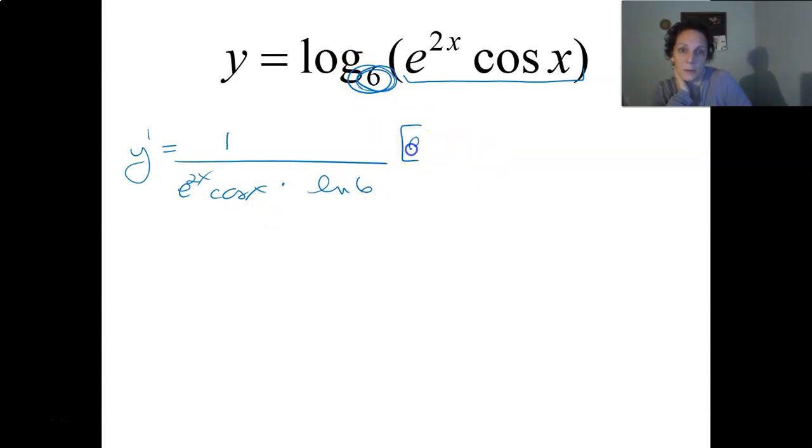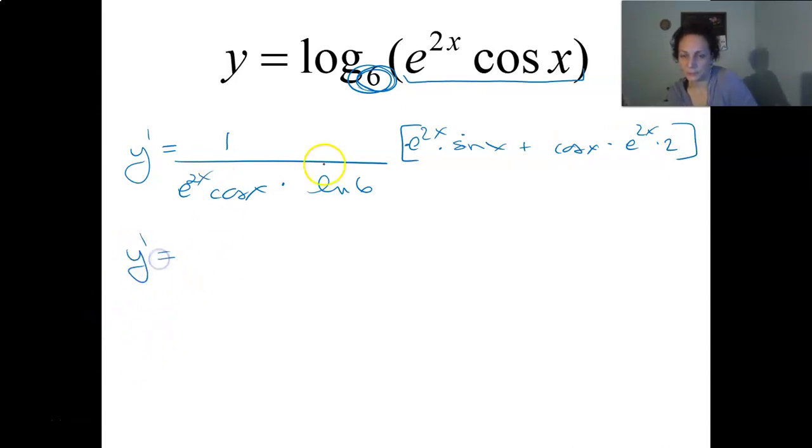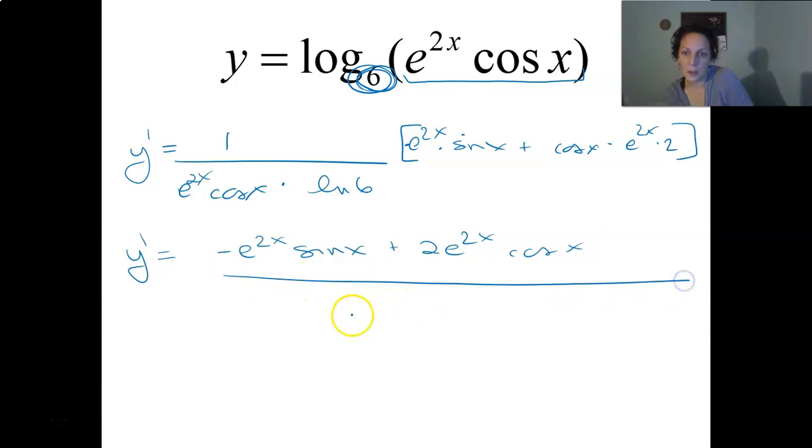Okay, so here's my cloud prime. So I'm going to have an e to the 2x. Derivative of cosine is, let me put that negative out here, negative sine x, plus the cosine of x times e to the 2x times 2. So, again with this simplification, I get a negative e to the 2x sine x. I've got a plus 2e to the 2x cosine x. And in the denominator, I have e to the 2x cosine x ln of 6.